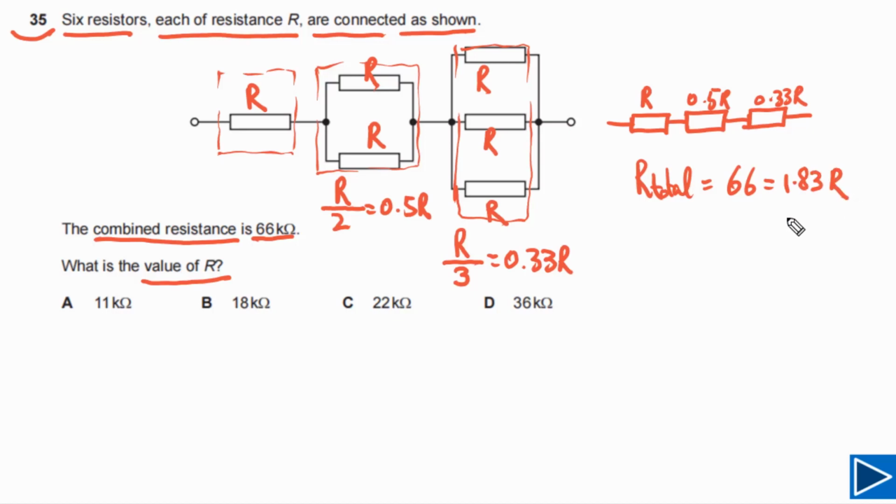1.83 times R. From here we can find out the value of R. The value of R will be equal to 66 kilo ohms divided by 1.83. So the final answer will be 36 kilo ohms. So D is the correct answer.